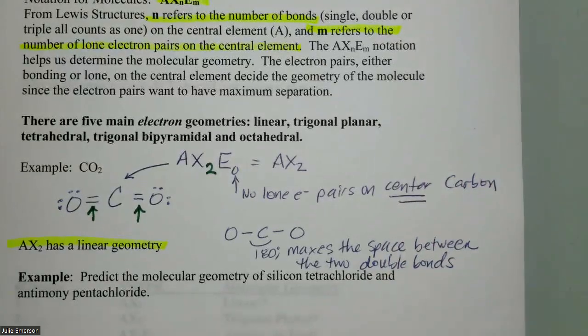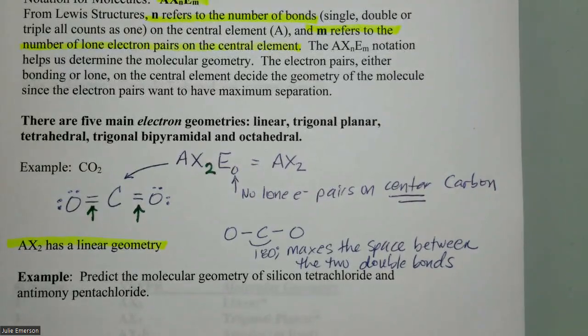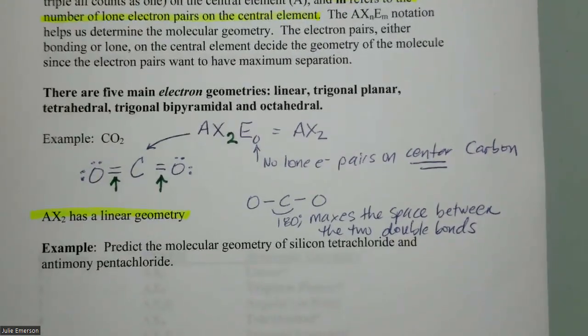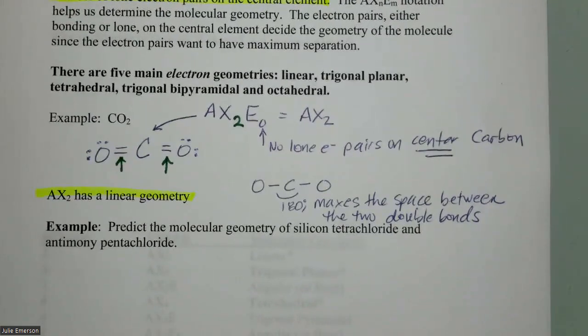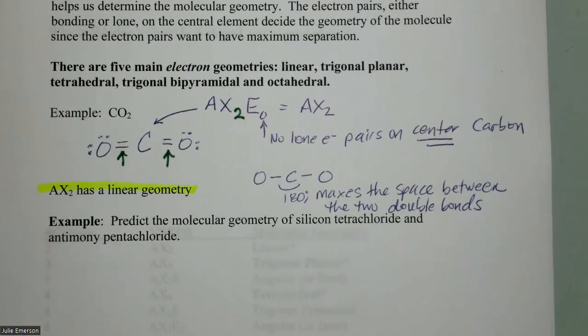All right, and that's VSEPR. Valence shell electron pair repulsion theory is that we want to maximize the space between any electrons around the center element. Everything's going to be in pairs. When they're not in pairs, remember those are free radicals and they're very rare. So everything's going to end up being paired here. So let's try another one.